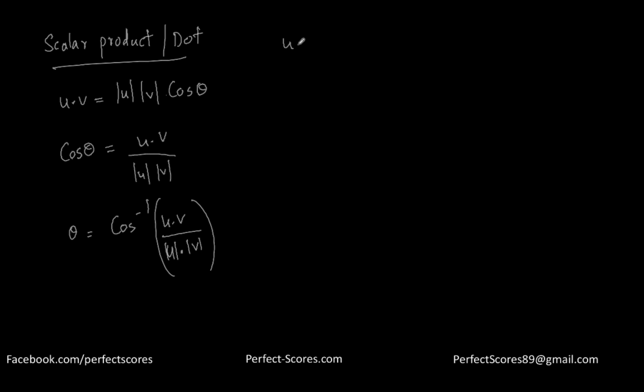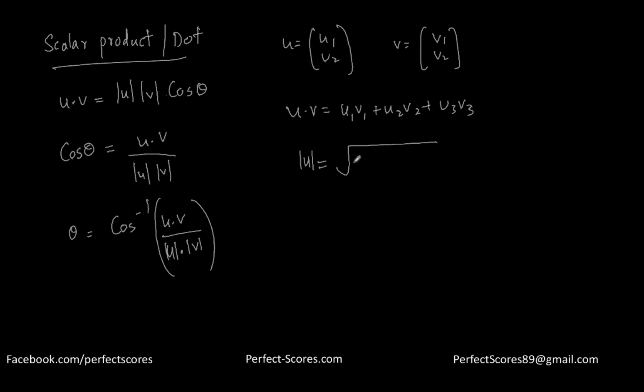Another interesting thing is that if vector u is made up of u1 and u2 and vector v is made up of v1 and v2, then u dot v is equal to u1 v1 plus u2 v2. If it's a three-dimensional vector, then it'll also have u3 v3. Also, the magnitude of u is the square root of u1 square plus u2 square, and the magnitude of v is the square root of v1 square plus v2 square. This is something we've done in the previous videos.